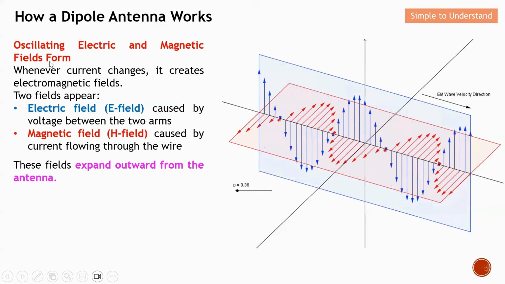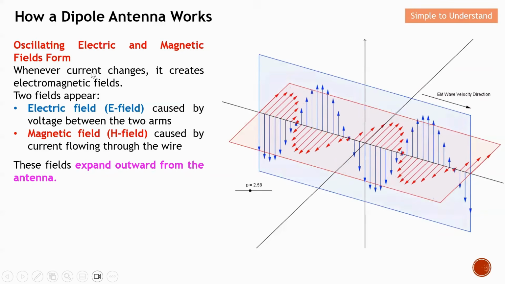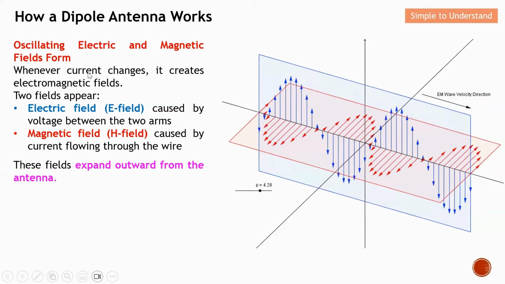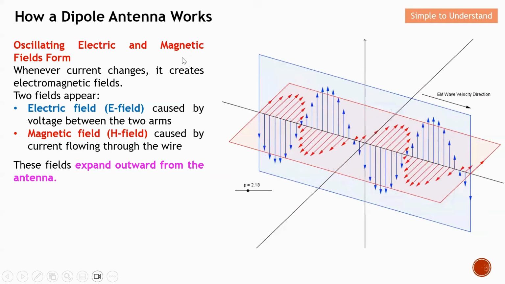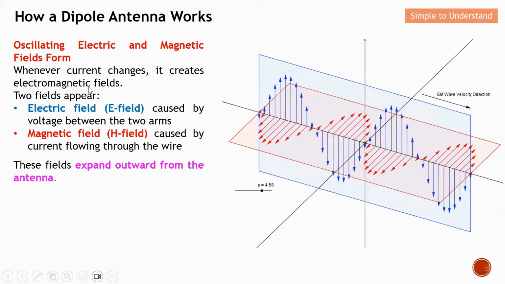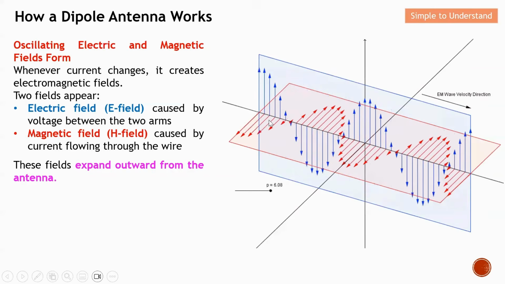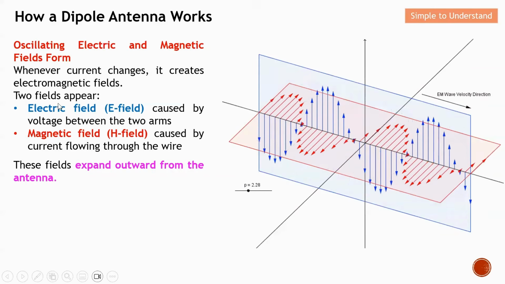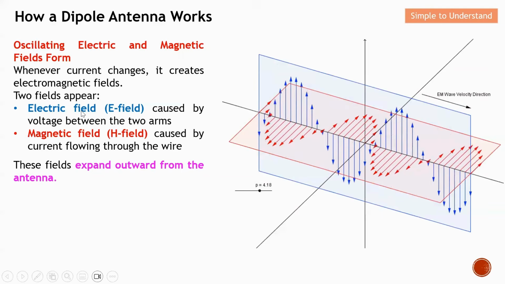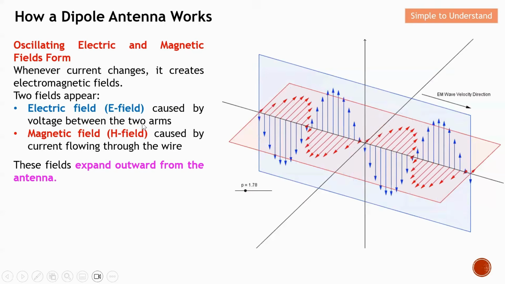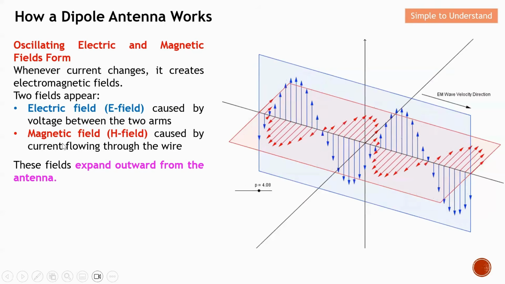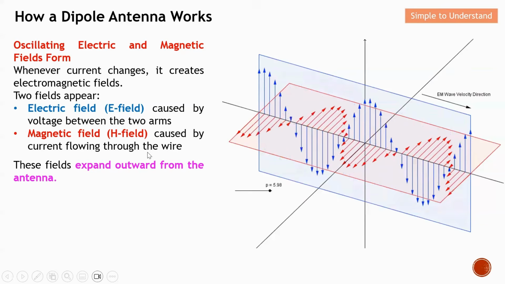Okay, so whenever the current changes, this is what I illustrated on my previous page. The magnitude of the current actually changes. Because of this, it creates an electromagnetic field, as you can see from this diagram here. Two fields appear. The electric field is basically caused by the voltage between the two arms. The magnetic field is caused by the current flowing through the wire.